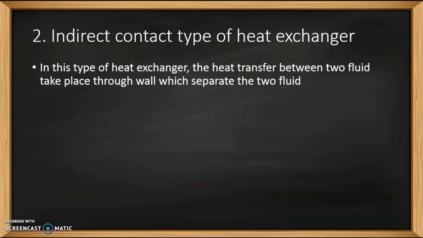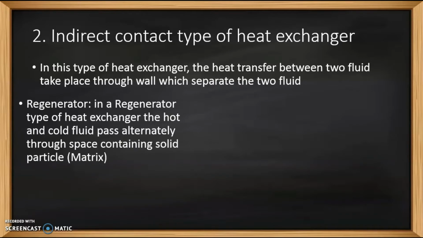In the indirect contact type of heat exchanger, the hot fluid and cold fluid are separated through some wall or other medium. That is classified into two categories: one is regenerator, another is recuperator. In the regenerator type of heat exchanger, the hot and cold fluids pass alternately through a space containing solid particles, known as the matrix. Examples are the IC engine and the gas turbine.